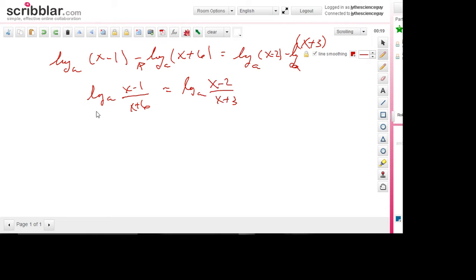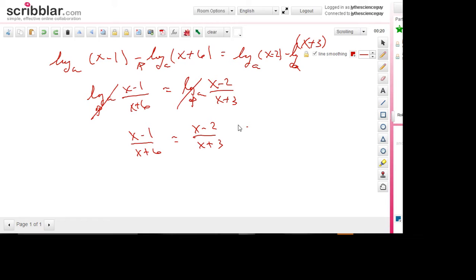Okay, so here's the rule. You see how these two logs have the exact same base, and they're on opposite sides of the equal sign, right? You heard me say that, right? Yes, I did. When you see that, these two logs cancel each other out. So you end up with x minus 1 over x plus 6 is equal to x minus 2 over x plus 3.